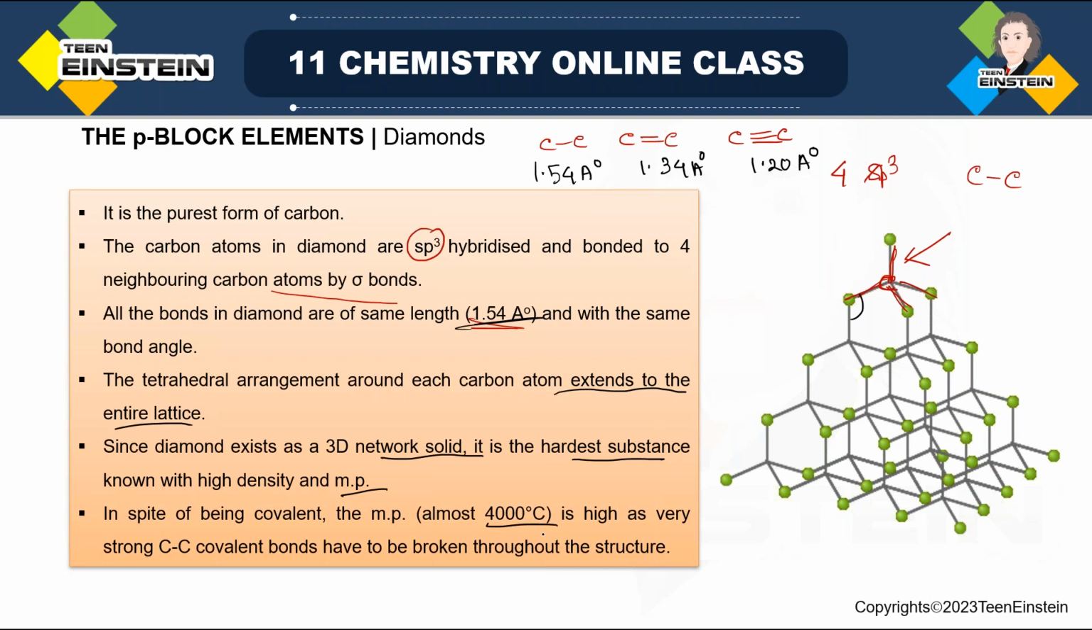Normally, high melting point we observe in the case of ionic crystals, where you have to provide the lattice energy. But here that is not the case. The structure is so extended and network type, we have to break so many CC bonds. So that is why the MP is very high, though it is covalent. It is because of this strong CC covalent bond which we have to break throughout the entire structure. So that is the reason for its high melting point.